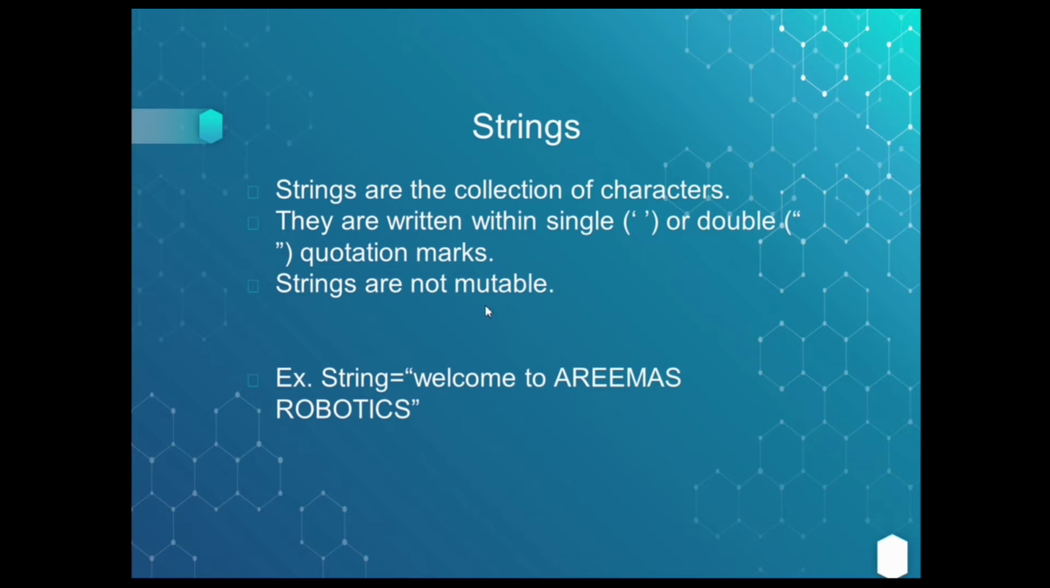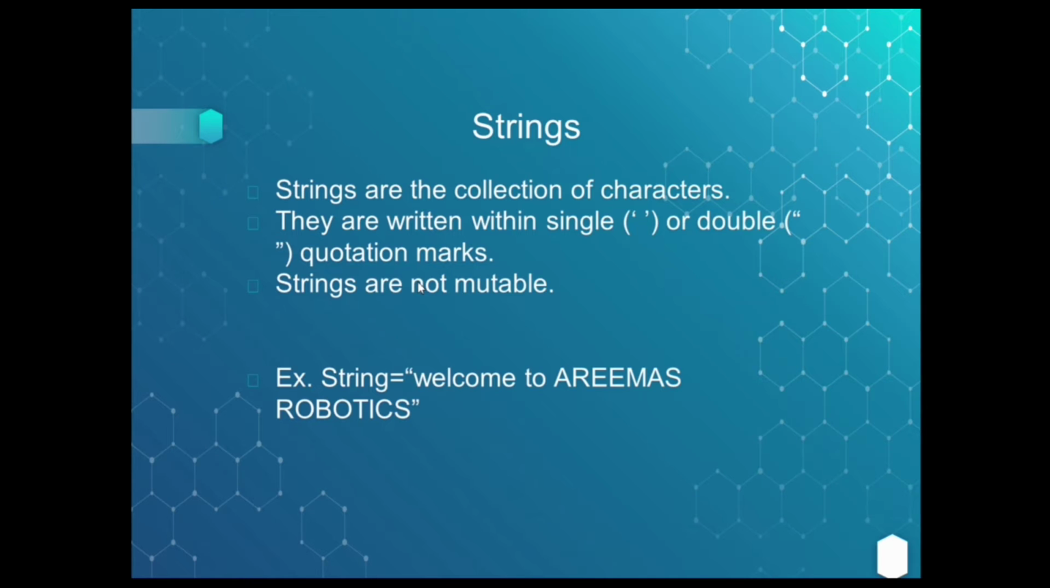If you write a small letter on its own, it will not be taken as a string, because all the small letters we assign are treated as variables. Strings use either single or double quotation marks, and they are not mutable. If you have declared a string, you cannot change its exact value, though some functions can change string values.